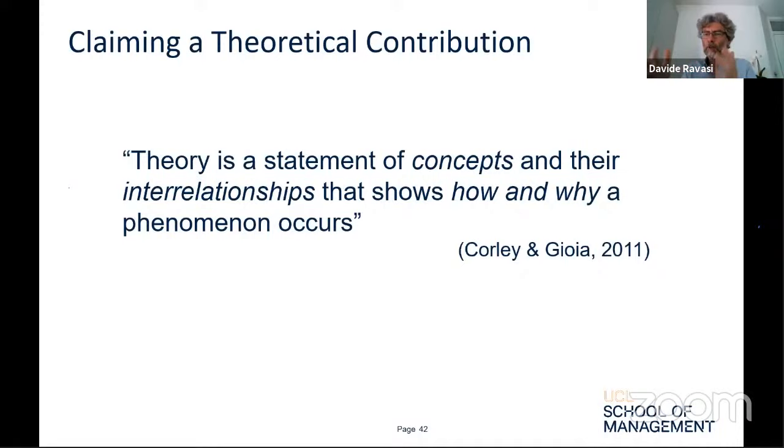If this is the case, then how do you build a theory? You need to build the ingredients. You need the what, the concepts. You need the how, the interrelationships, and you need the why, an explanation of why these interrelationships operate this way. What, how, and why. Where do you get the what, the how, and the why?